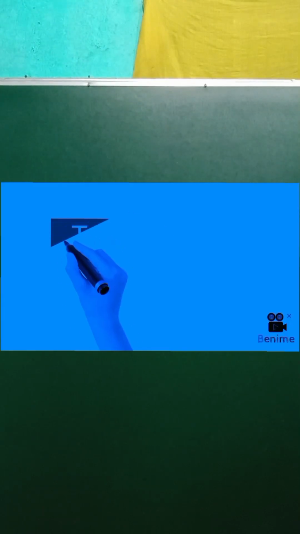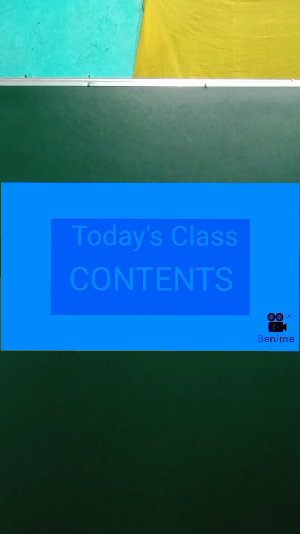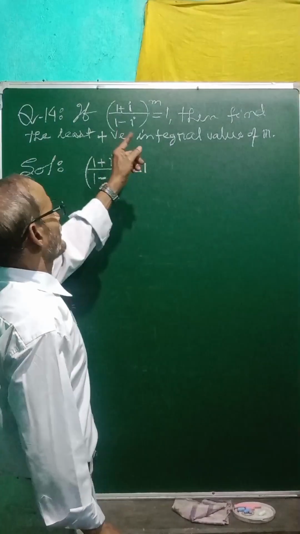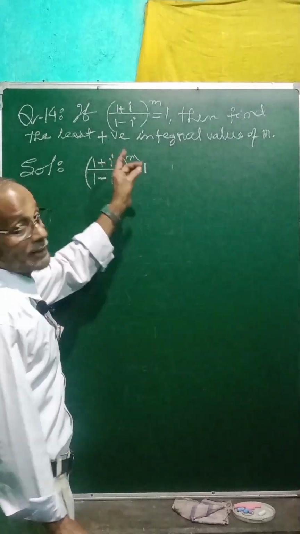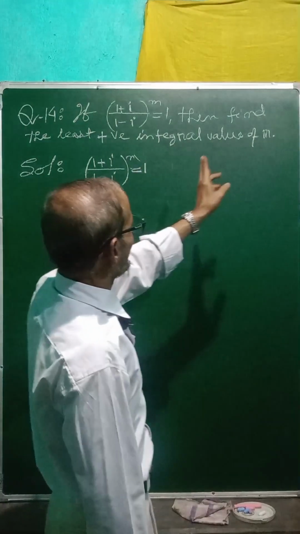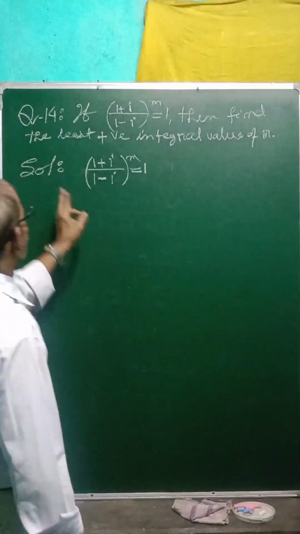Today's class contains important problems, question 14 and question 12, principal argument on the axis, and amplitude question on the imaginary axis. Let us start with question number 14. If (1 + i)/(1 − i) to the power m equals 1, then find the least positive integral value of m.